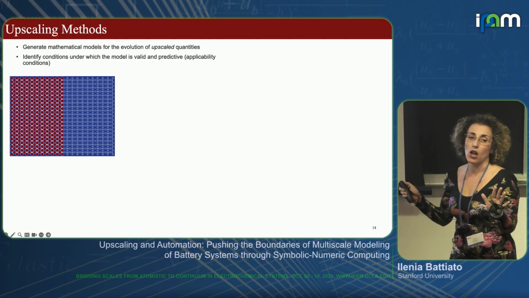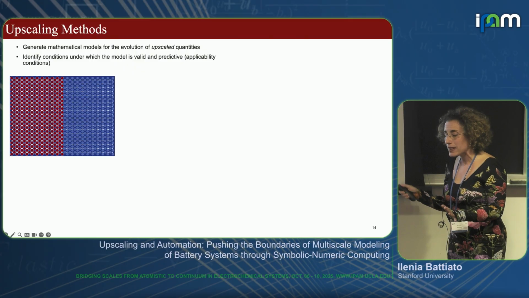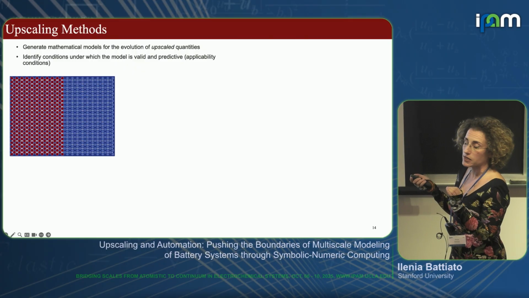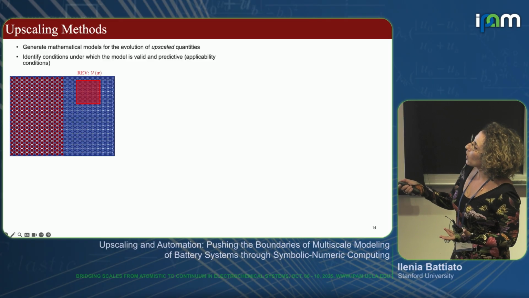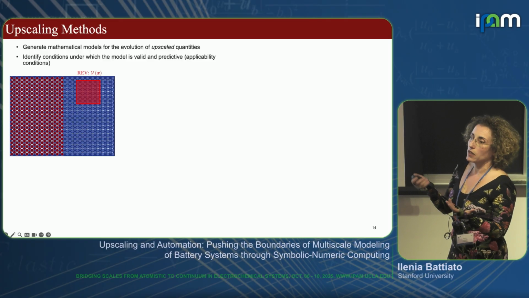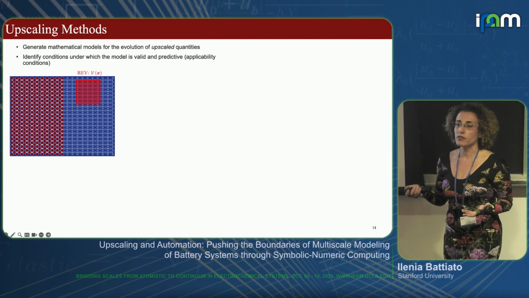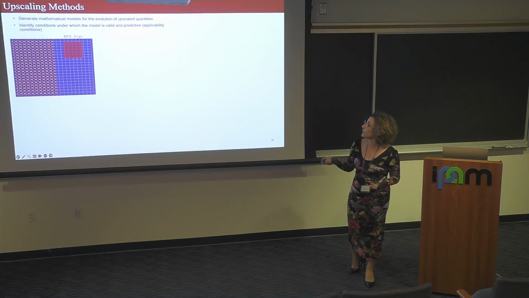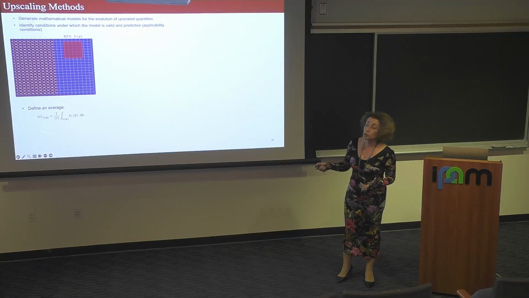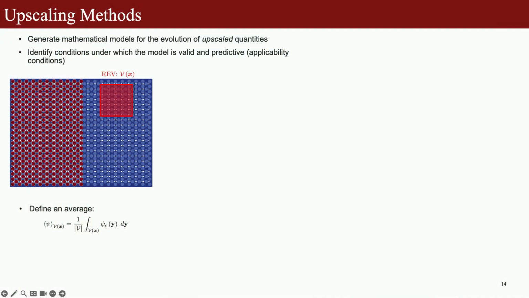I'm not going to go into the mathematics of it, but what's the basic concept of this upscaling method? It's actually quite intuitive. You identify what's generally called a representative elementary volume. This is essentially a volume over which you will define your average. Then you define your average. So for example, you can think that this variable psi is temperature, let's assume.